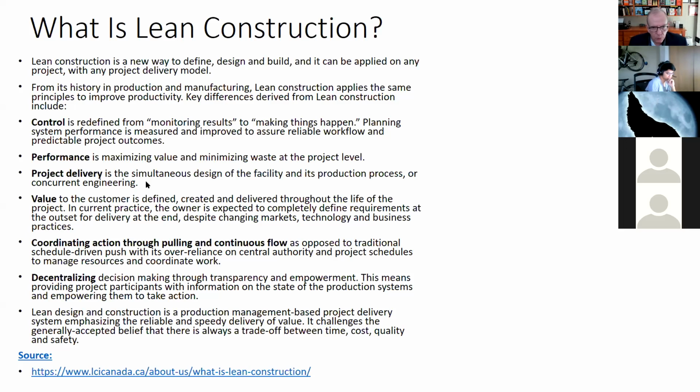So that reliable word there and workflow is important, and so is predictable. It very much ties to what I did last week when I talked about the wayfinders and trying to narrow the variation, because reliable workflow requires us not to have too much variation in the work that we're doing. So that's a big deal in Lean too.